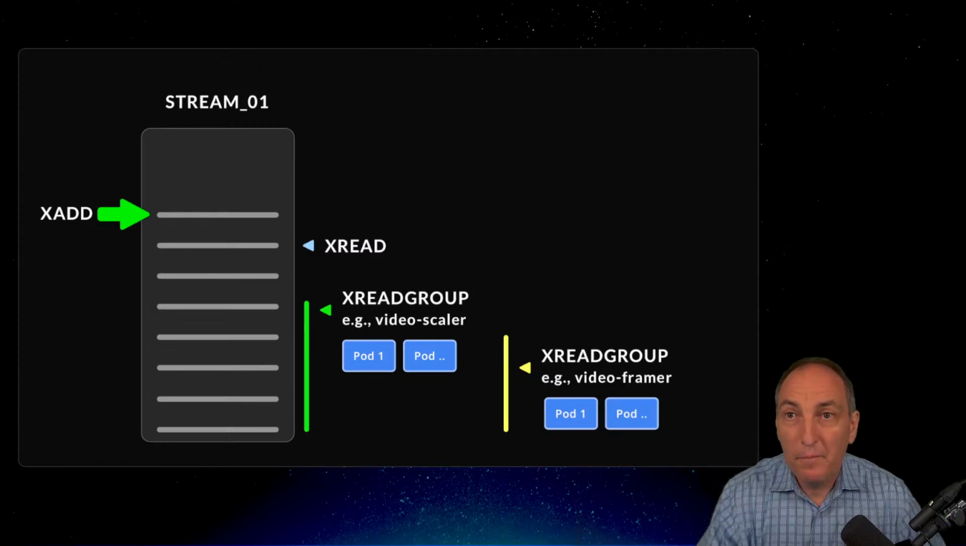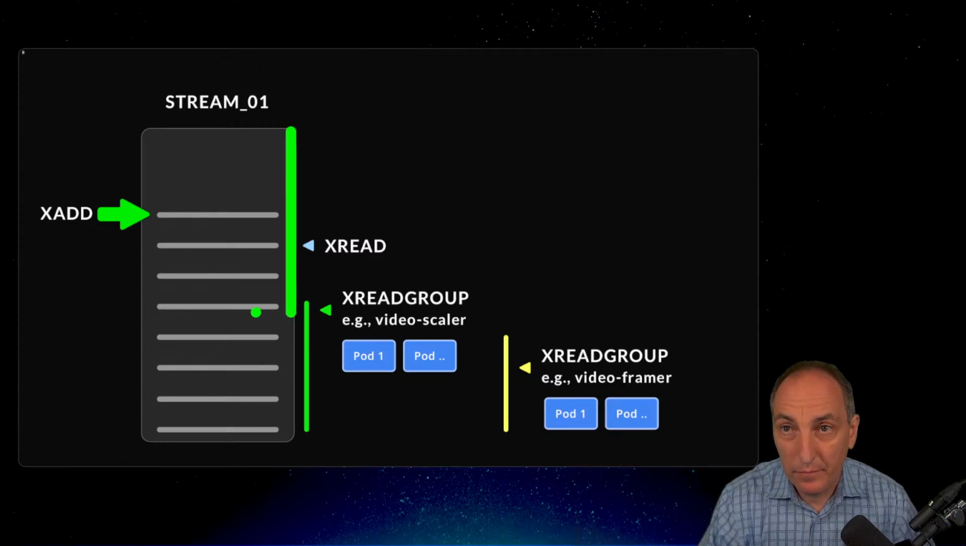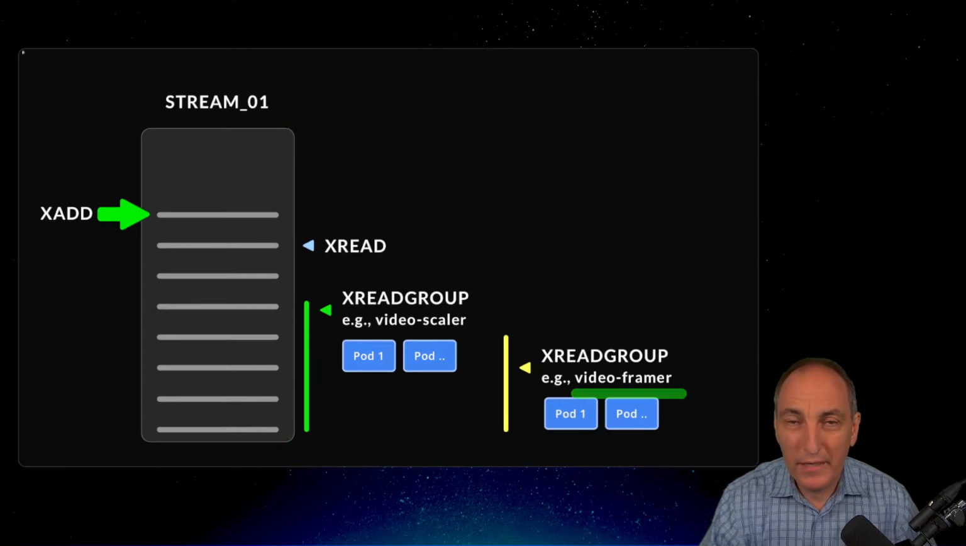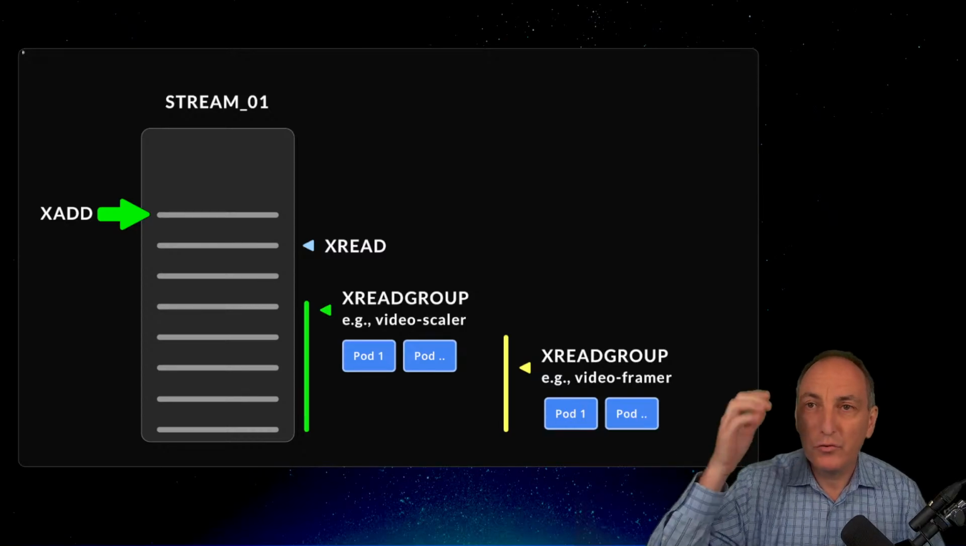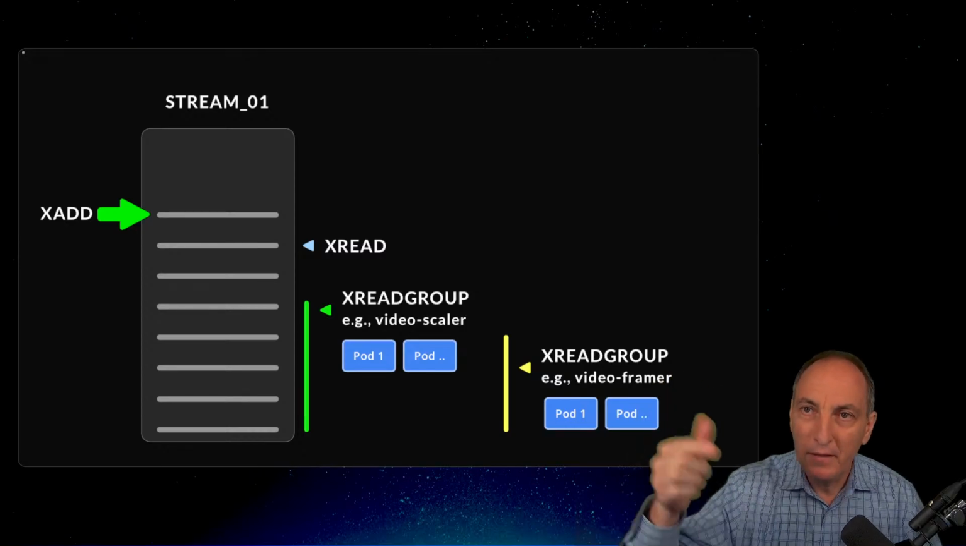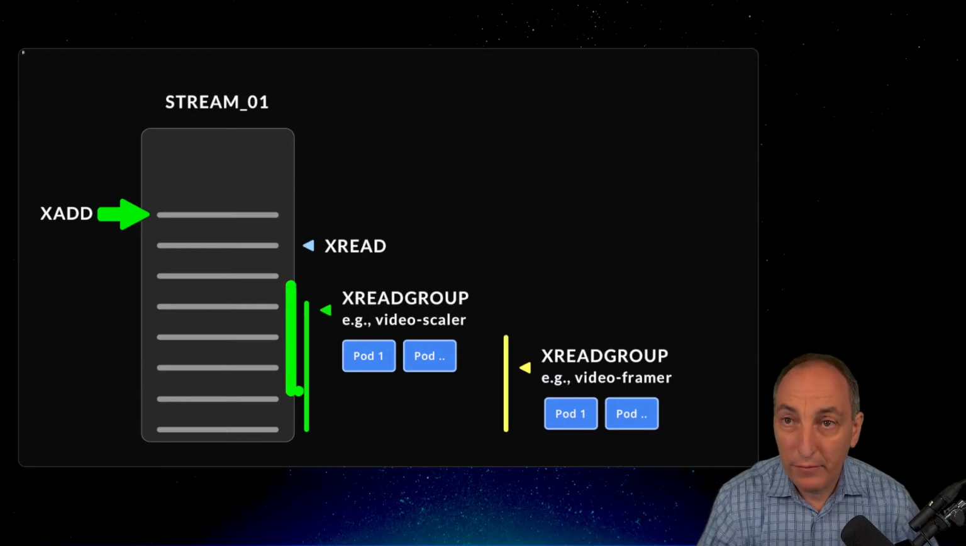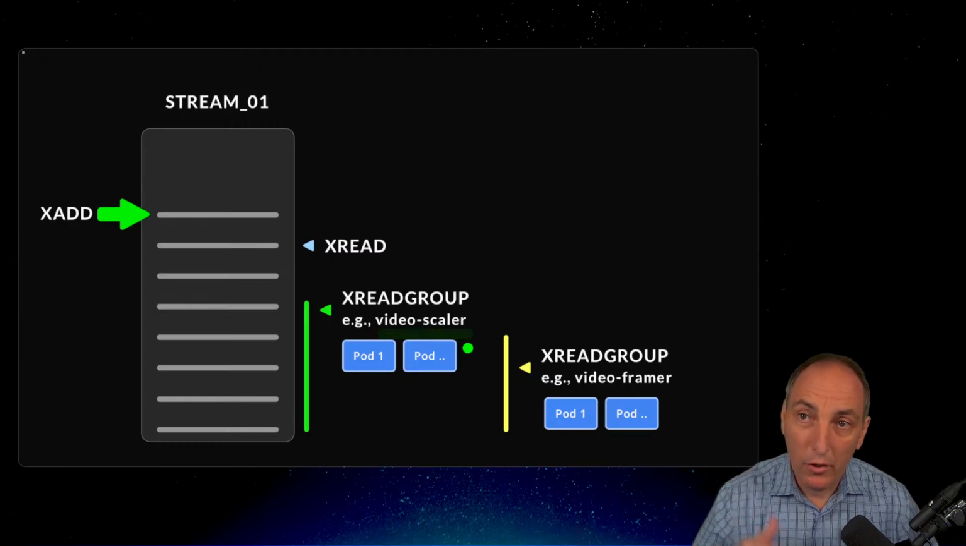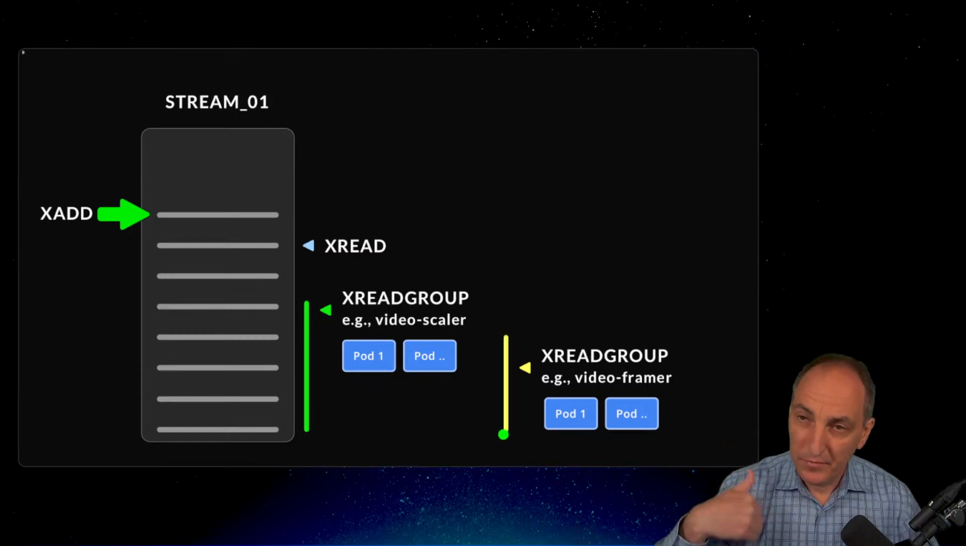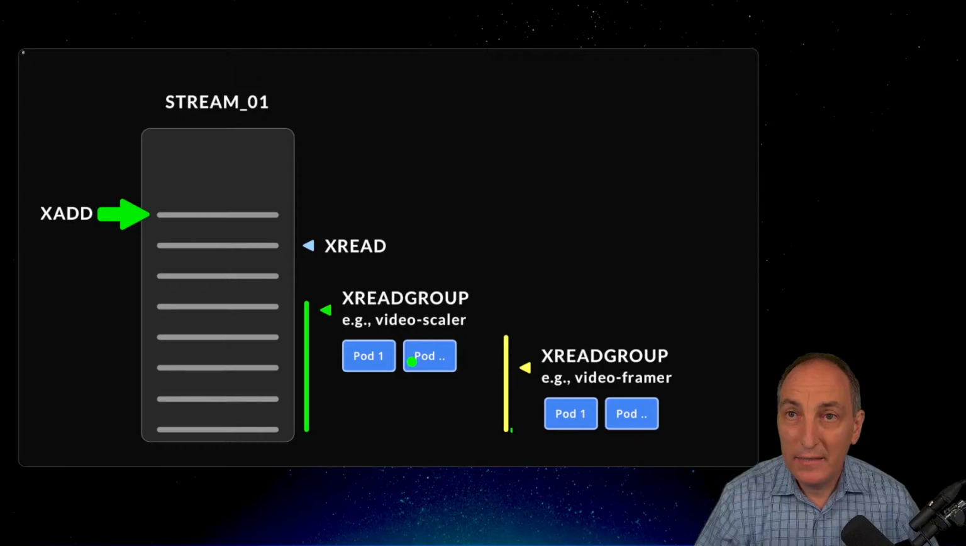XREAD group that reads the same stream. Now this one could be a video framer, for example. So let's say we want to frame, and somehow we don't want to frame on the 480p, we want to frame on the original, for example. So here we have many pods that listen and do the scaling and upload. And then we have another Kubernetes service with pods that we can scale up and down that will listen to the same new video, and then frame them.